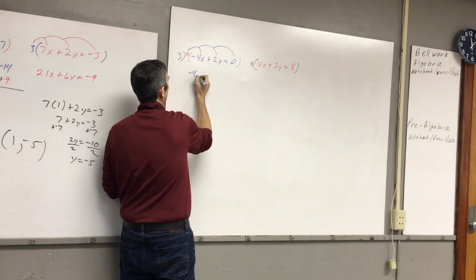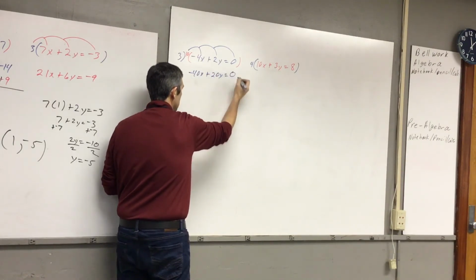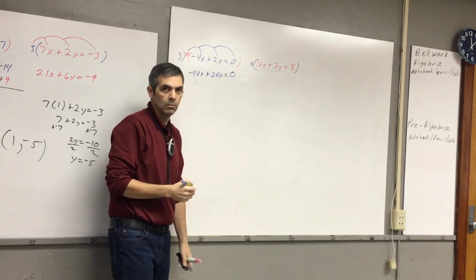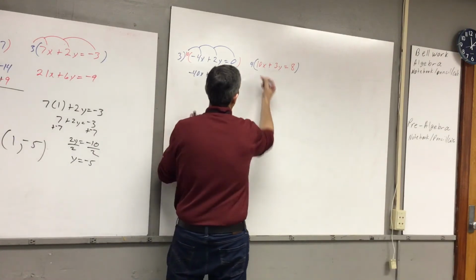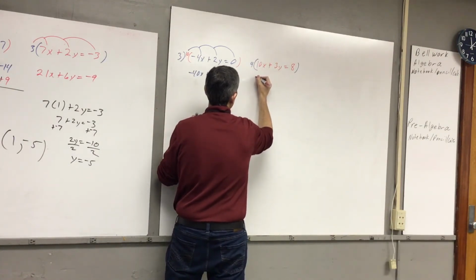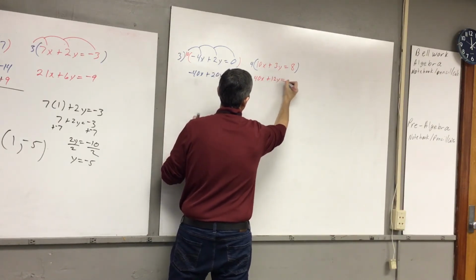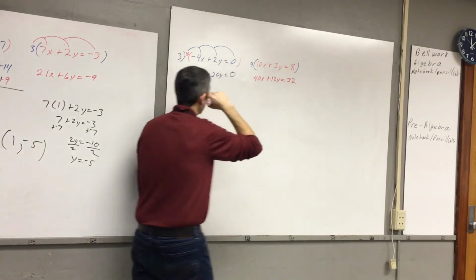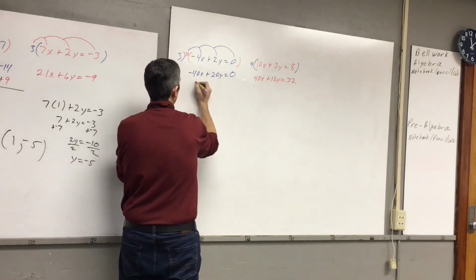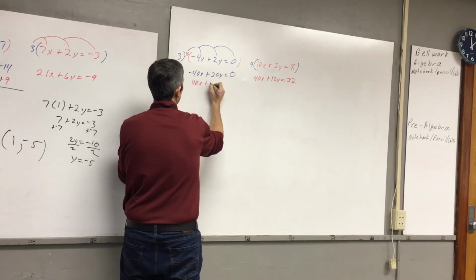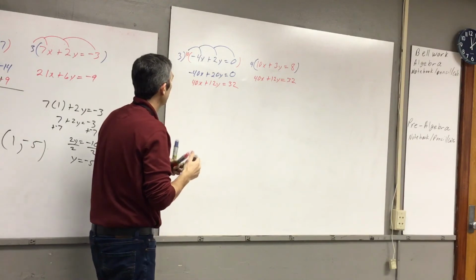Well, that gets you negative 40x plus 20y equals 0, because 10 times 0 is 0. All right, now do the same thing over here. 4 times 10 gets me 40x plus 12y equals 32. And now I'm going to line them up. 40x plus 12y equals 32. And I'm going to solve from there.